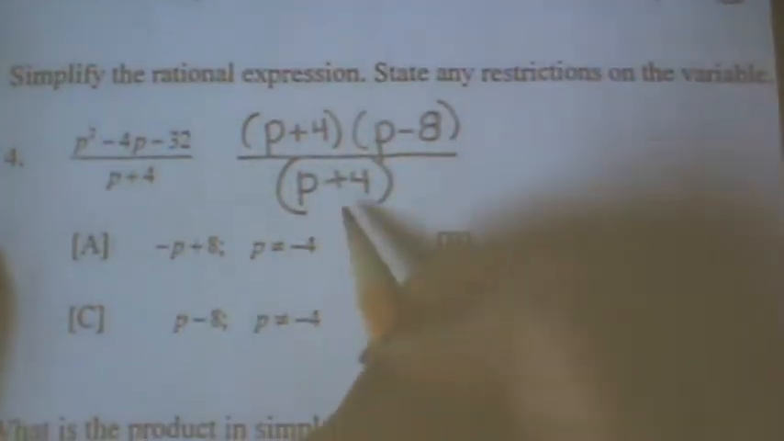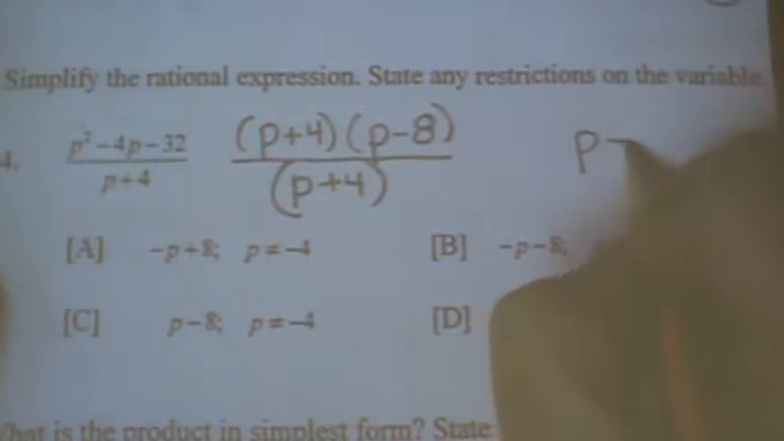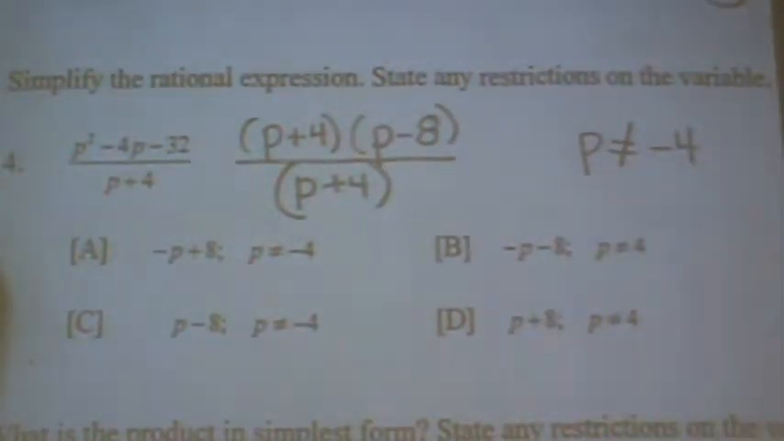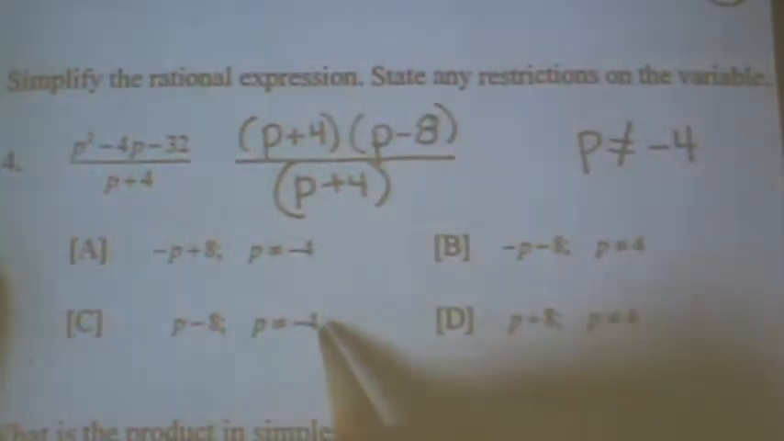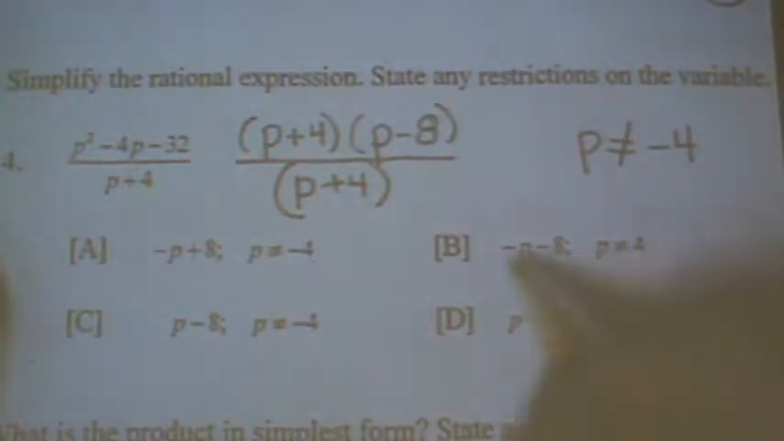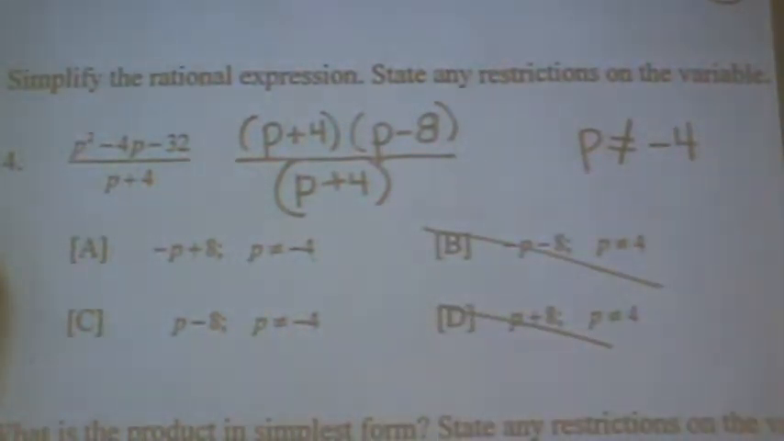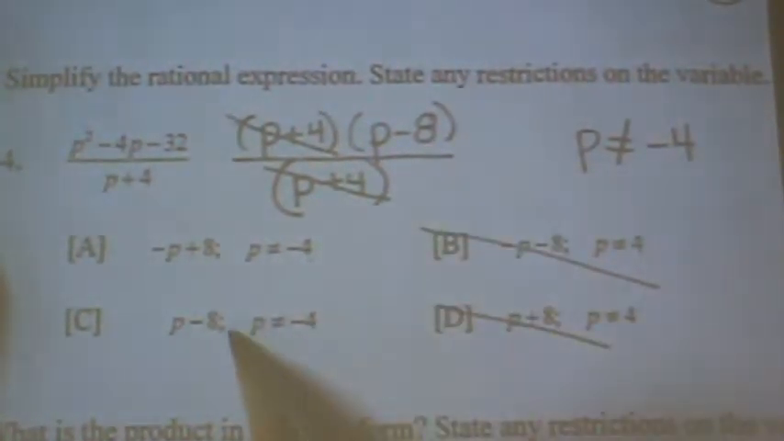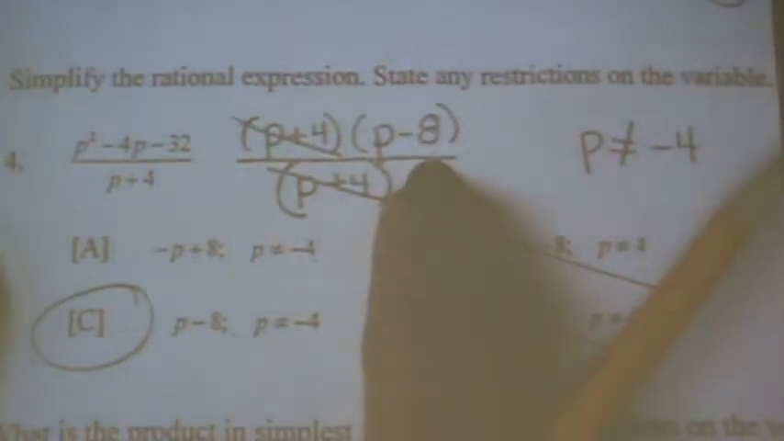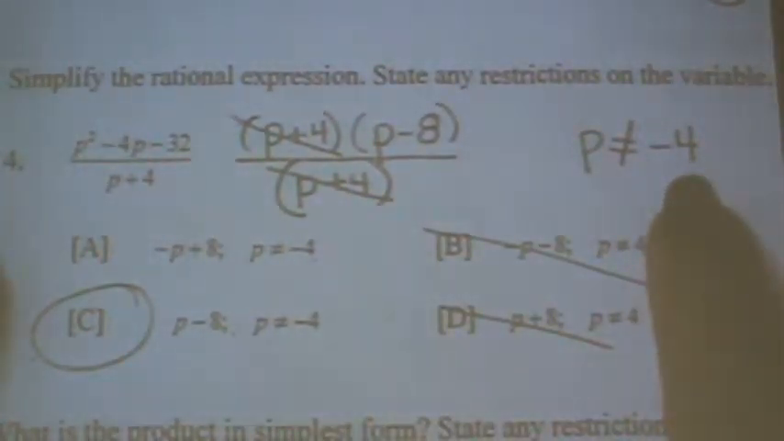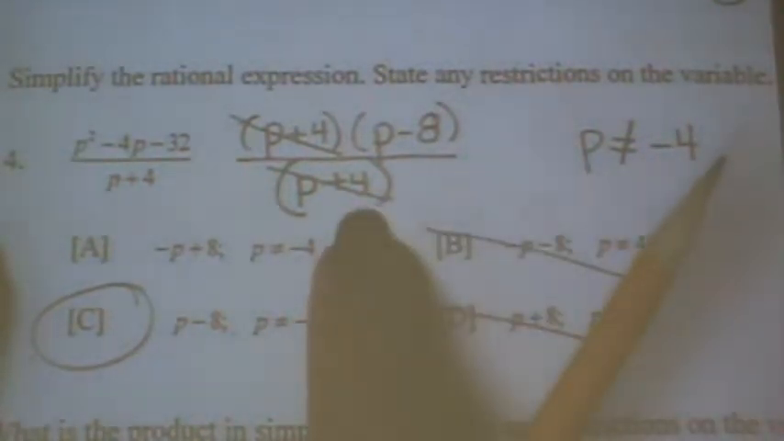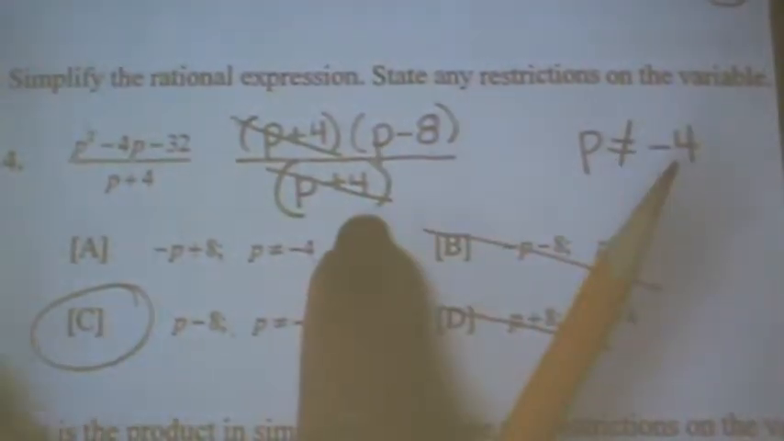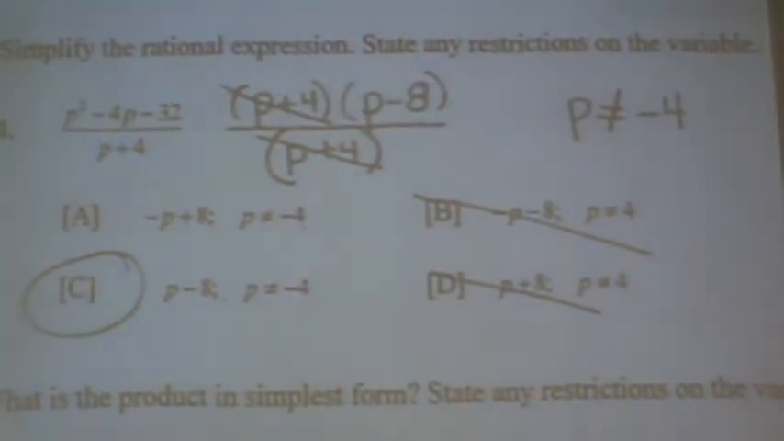So our restrictions are p cannot be negative 4. So it's got to be one of these two. It can't be these. So we already know it's not B or D. Now when we cancel, we're going to cancel those two. So the only thing left is p minus 8. So the correct answer is C. So the simplified answer is p minus 8, and the restriction is p cannot be negative 4. Make sure you state your restriction before you do any canceling.